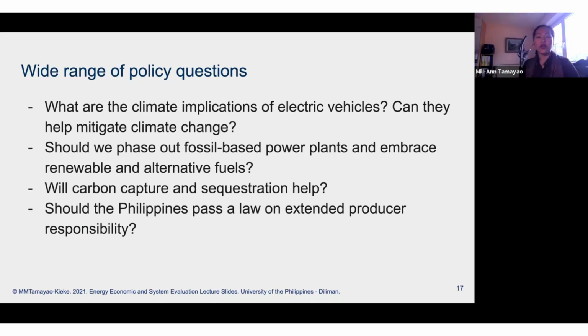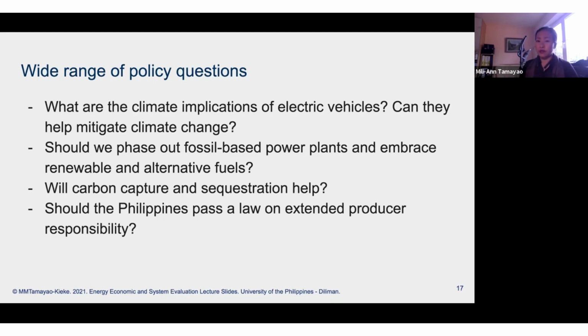Okay, and it can also help you with a wide range of policy questions. So for example, what are the climate implications of electric vehicles? Can they actually help mitigate climate change? Of course, ang popularized sa media is that they do. Okay, but are there instances or circumstances wherein they don't? And what should be done with respect to these circumstances?